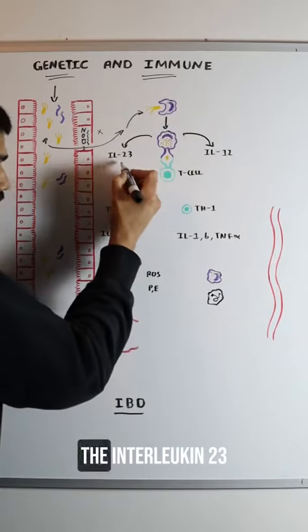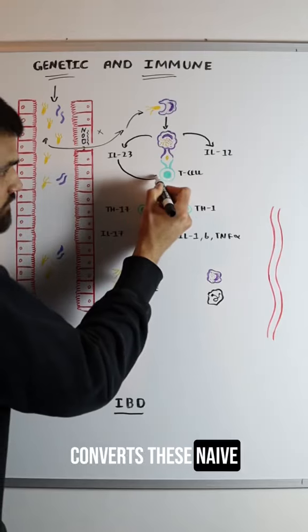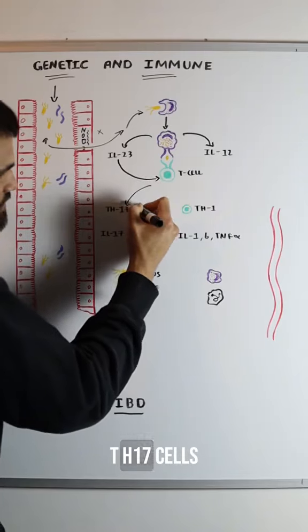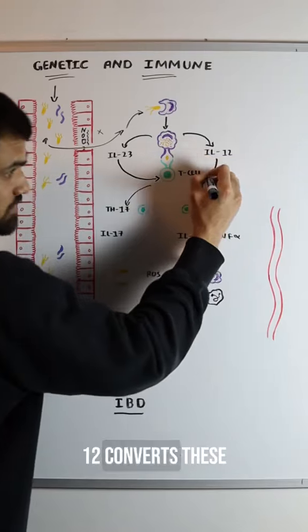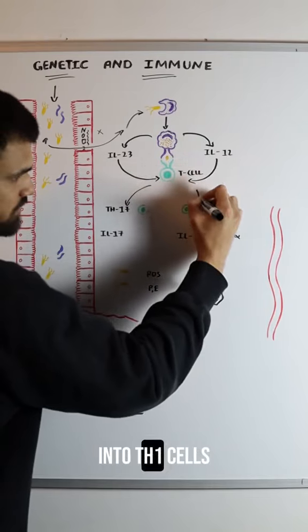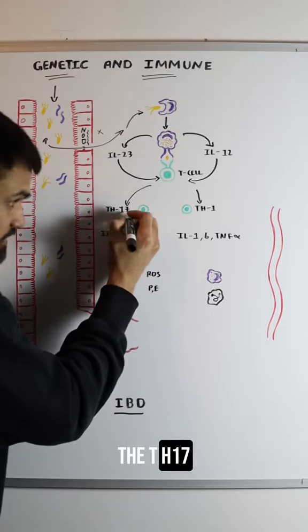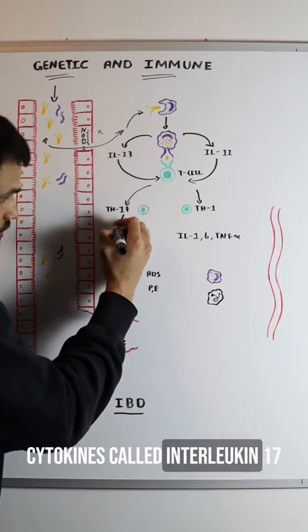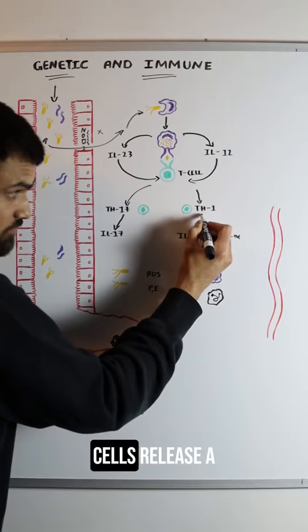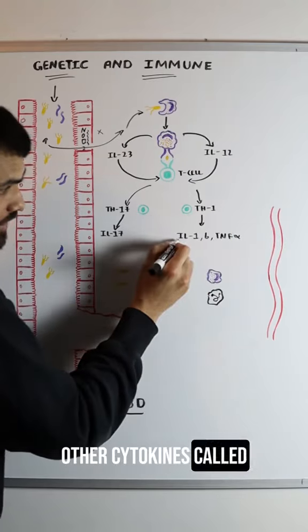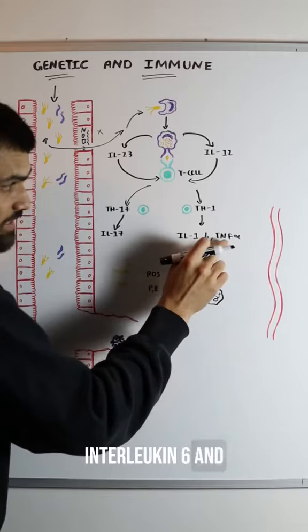And from there on, the interleukin 23 converts these naive T cells into Th17 cells, and the interleukin 12 converts these naive T cells into Th1 cells. And from there, the Th17 cells release other cytokines called interleukin 17, and Th1 cells release a lot of the other cytokines called interleukin 1, interleukin 6, and TNF alpha.